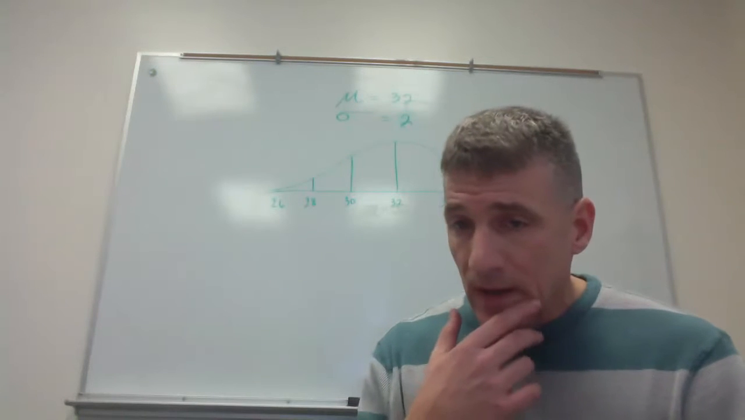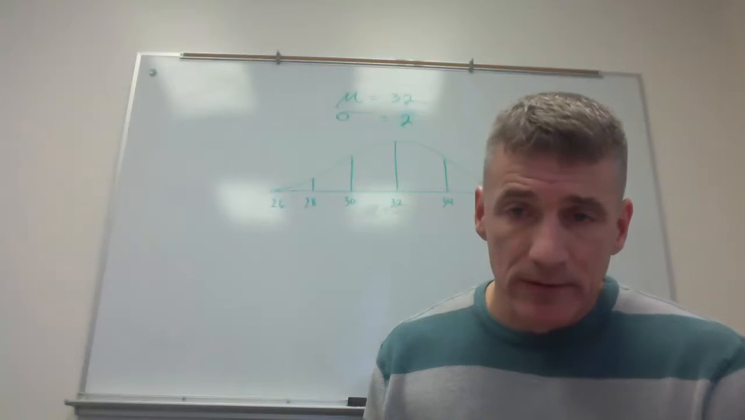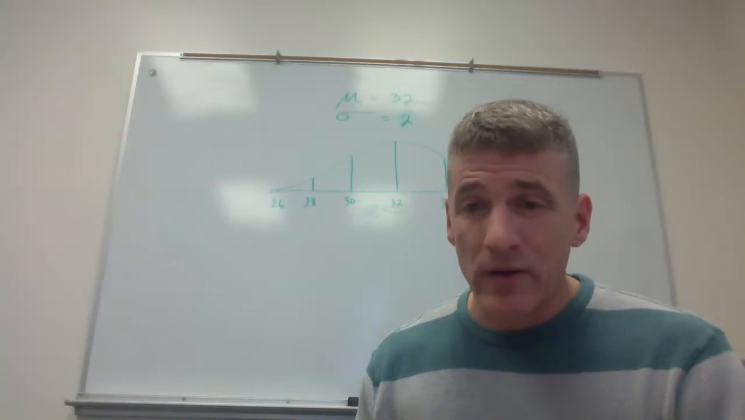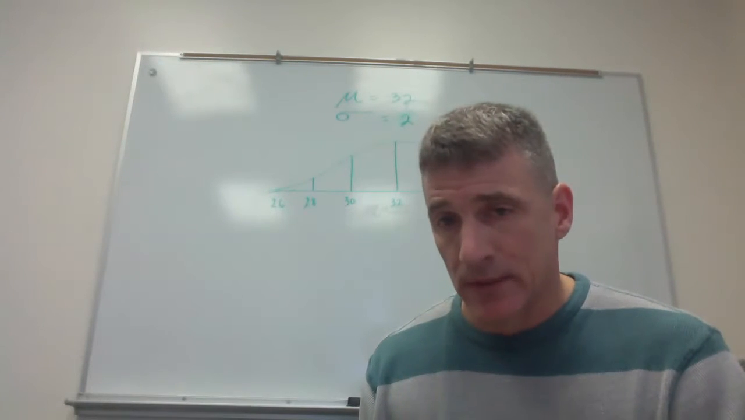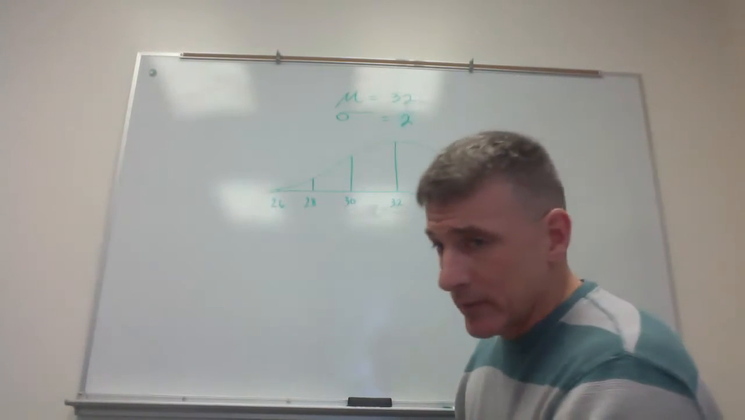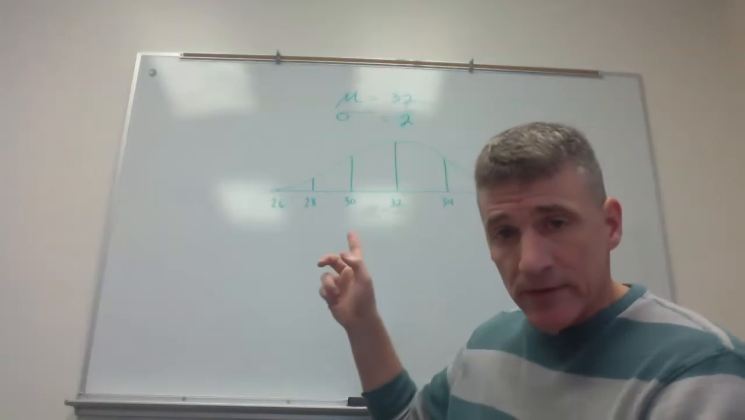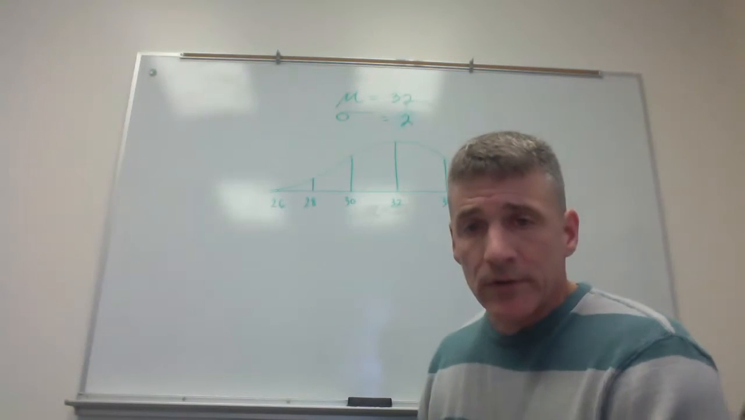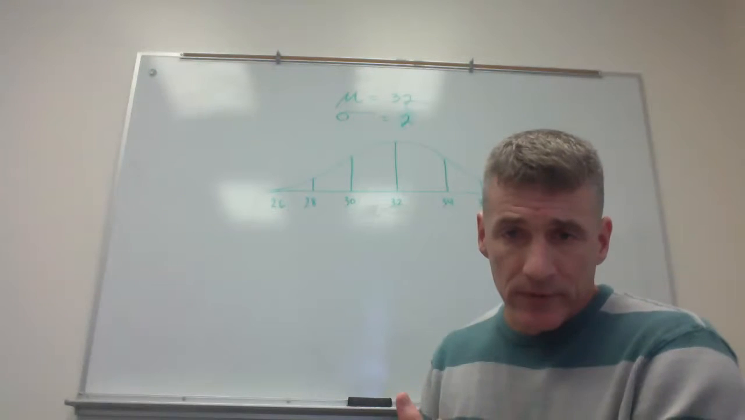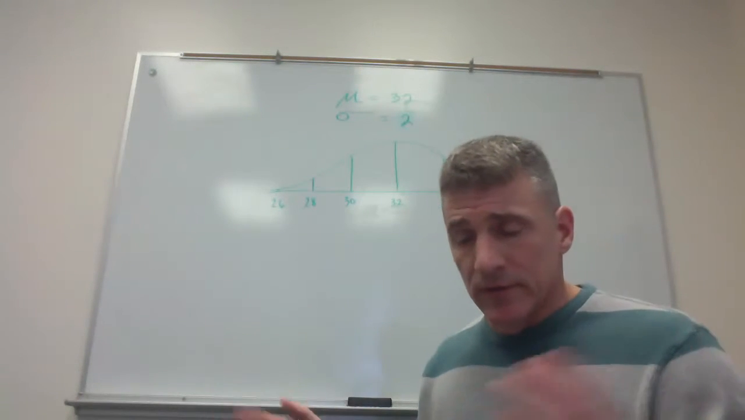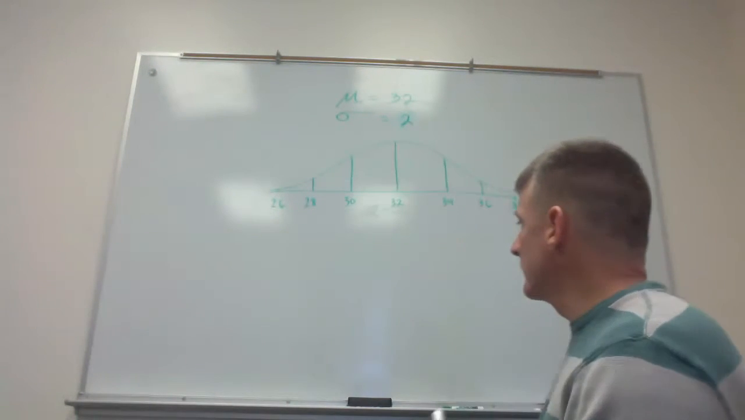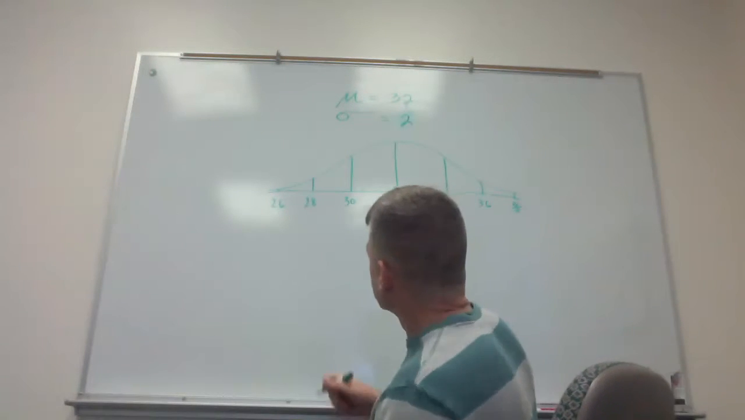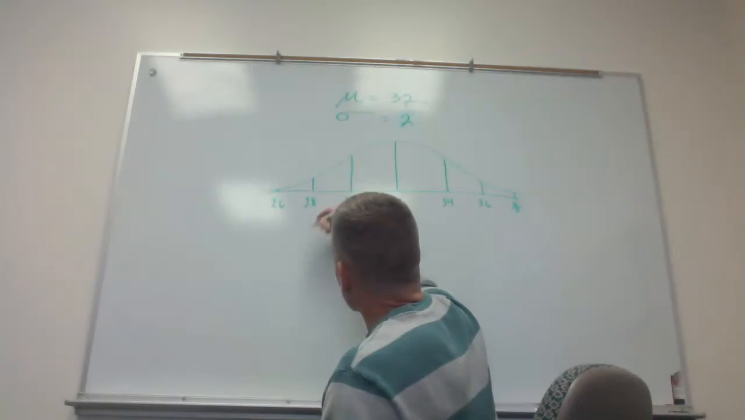So I want to show you how to use the calculator to be able to figure out a raw score given a percentile. So we're going to go back to our data that we had before. We're going to have a mean of 32, a standard deviation of 2. And again, I've drawn a normal curve, and I've put the mean at the center, and I've done the standard deviations.